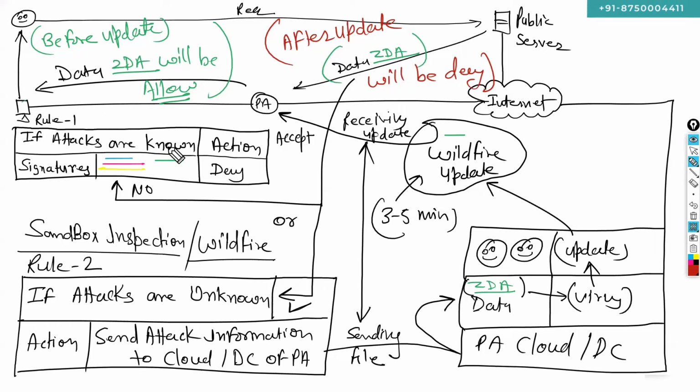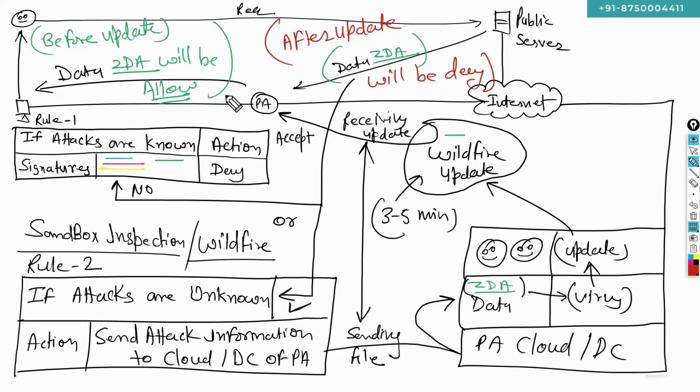ZDA, or unknown attack, will be allowed. Okay, if you are the first victim, if you are the initial victim, no one can stop you. But once the firewall sees an unknown attack, it will send information to the cloud and the cloud will give you an update as soon as possible, within 3 to 5 minutes. So after 3 to 5 minutes, you can block that attack on your perimeter device or on your Palo Alto firewall. But the initial victim, no one can stop him or her. Got it? Now the question is this.